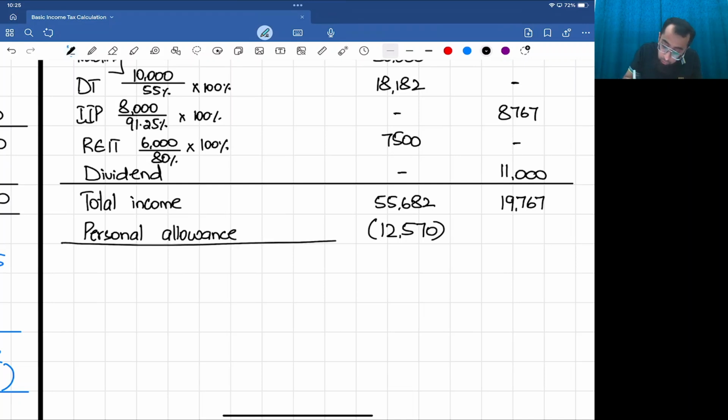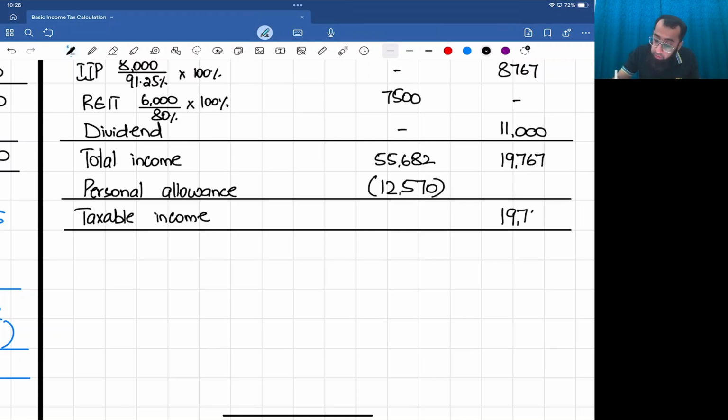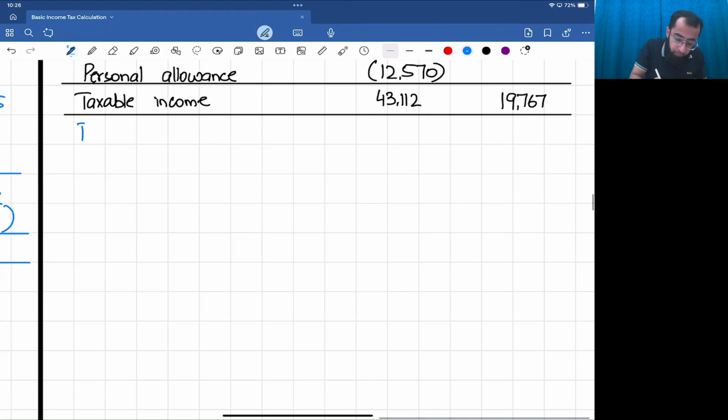12,570, you arrive at the value of taxable income. Okay, here you go. This is your taxable income. It's 19,767 here and 12,570. So it's 43,112. Done. Now you'll charge tax on it, a routine working.